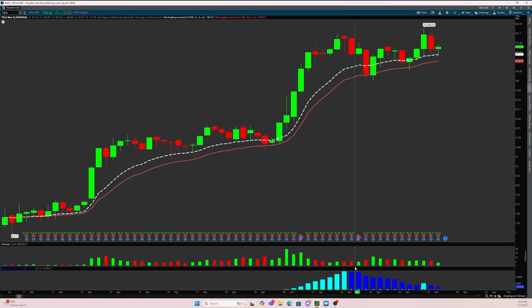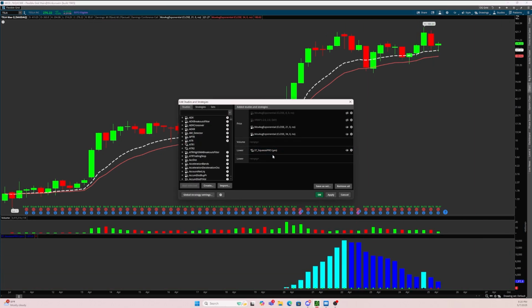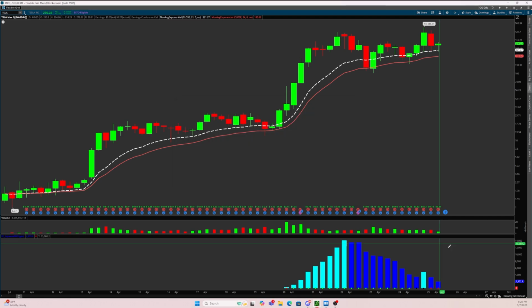Now, the next thing that I am looking for in price is for it to be in a squeeze. So the second indicator that I use is the TTM squeeze. You can get this on TradingView. You can use the free version on Thinkorswim. But essentially what the squeeze is telling us is that price is very condensed.